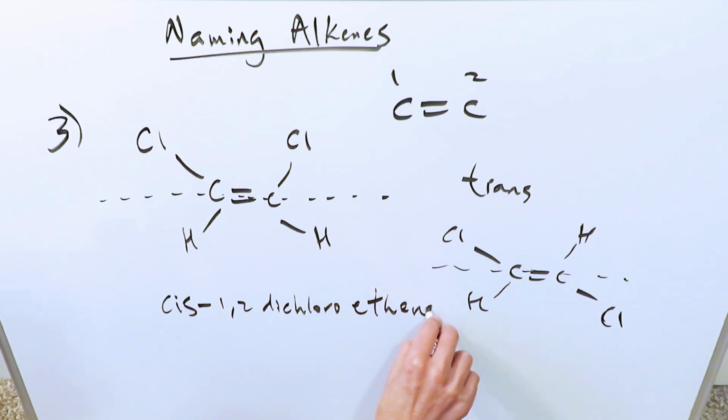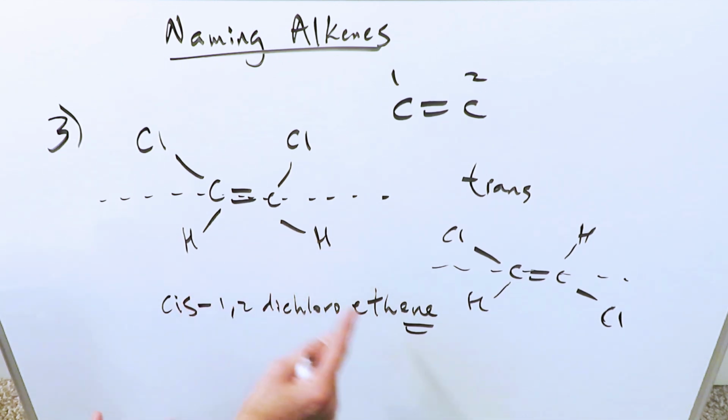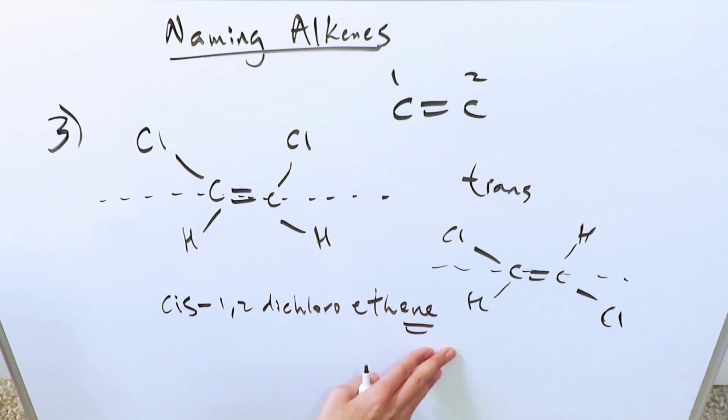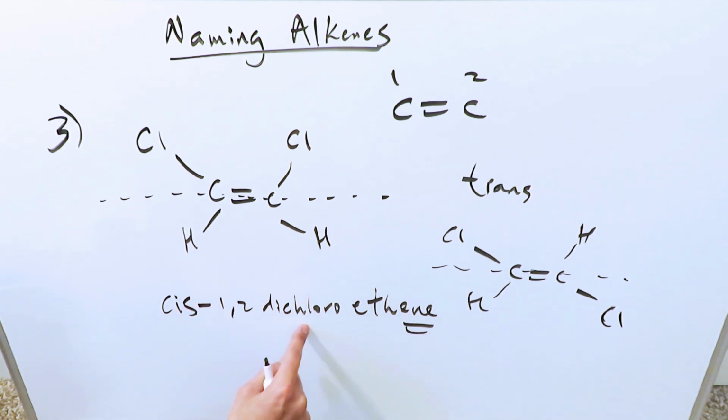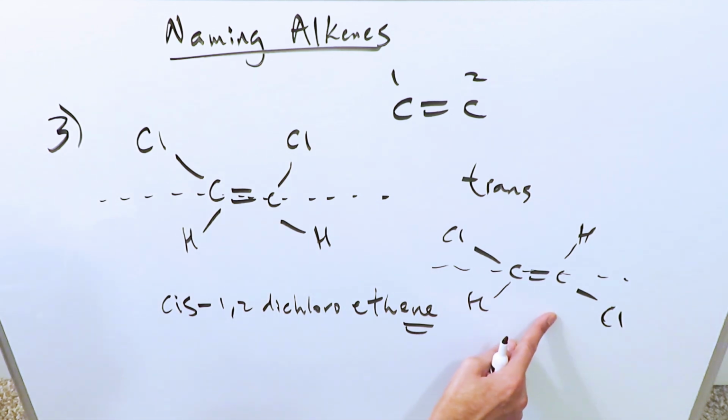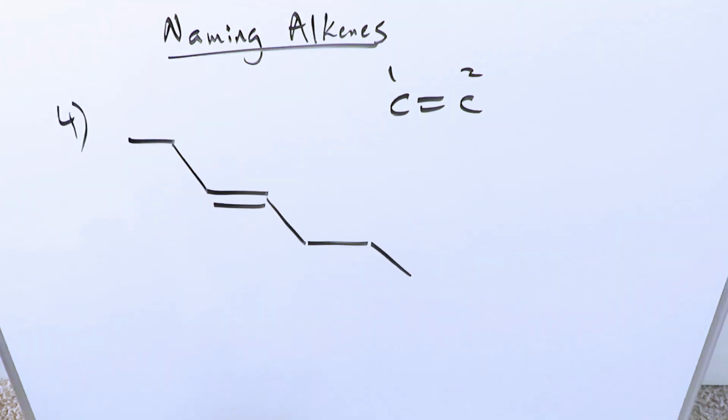Cis 1,2-dichloroethene. Ethene represents a double bond between carbons 1 and 2 because it's only 2 carbons, and it's coming from an ethane, but it's an ethene because it has a double bond, and 1,2-dichloro, they're cis to each other on the same side, and it would be a correct name. Cis 1,2-dichloroethene. If you were to look at this, it would be trans 1,2-dichloroethene. Now look over here.